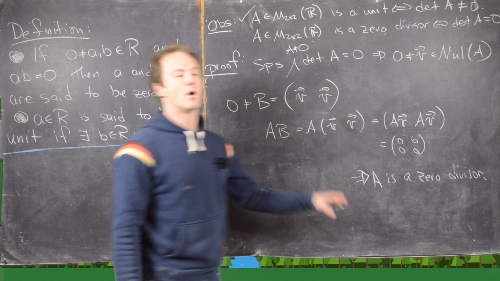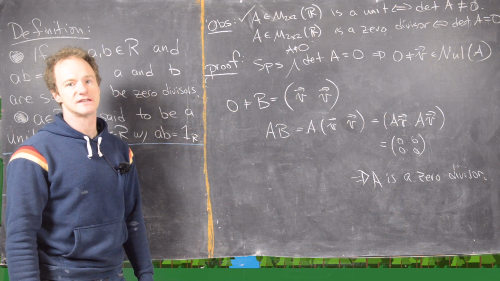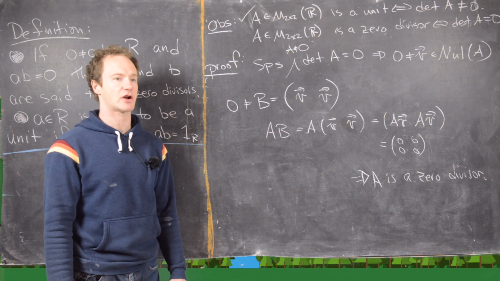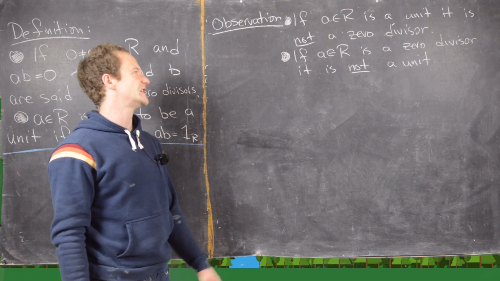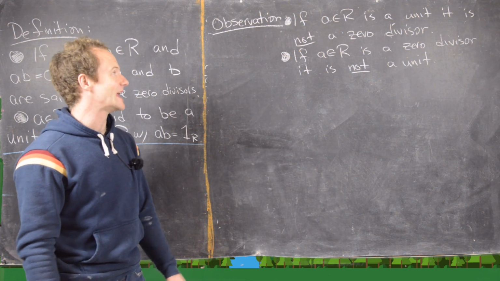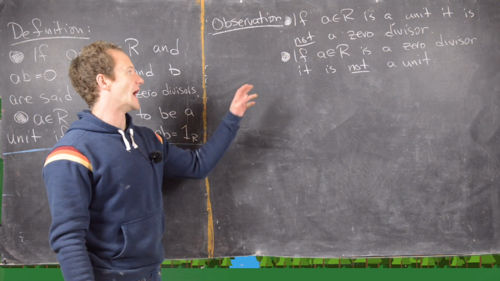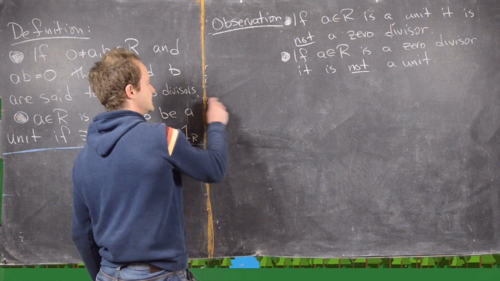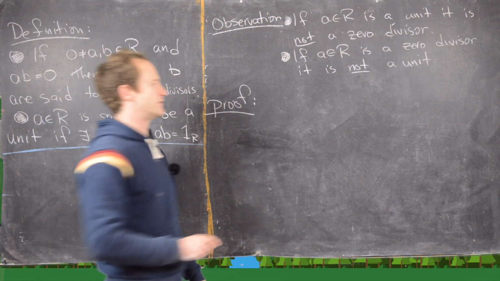Okay, great. So what we've done is we've classified all units and 0 divisors of this matrix ring. So I'll clean up the board and we'll prove one more kind of general result about units and 0 divisors. So we're going to finish this video off with the proof of these two observations. So if A in a ring R is a unit, then it is not a 0 divisor. And if A in R is a 0 divisor, then it is not a unit. So these are fairly straightforward. So let's look at the proof of the first one.